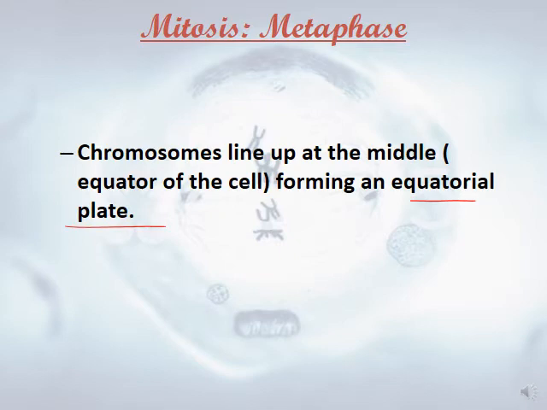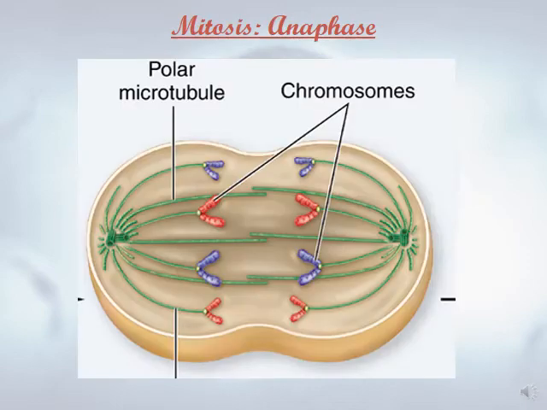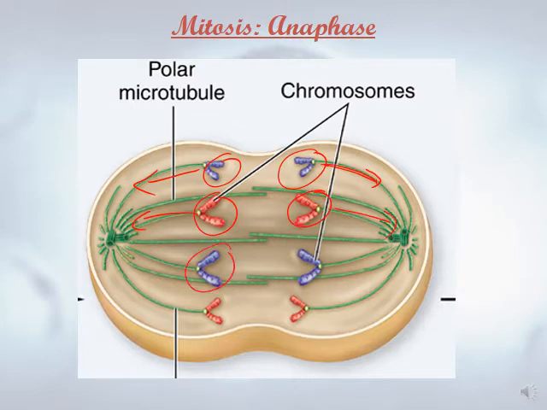After metaphase, what do we have? Prophase, metaphase, and then we have anaphase. In anaphase, the spindle fibers will pull the sister chromatids. So the sister chromatids are pulled to the opposite poles of the cell with the help of the spindle fibers. Each chromatid will move to the opposite pole of the cell, forming what's known as polar ascension.